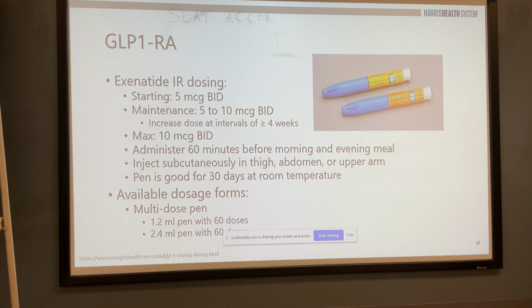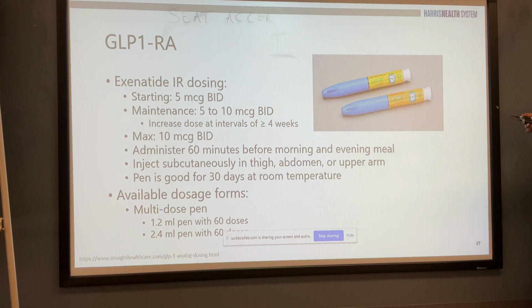So the exenatide immediate release. Remember, this would be our short-acting product. It has to be put in the body 2 times per day, and it has a starting dose of 5 micrograms with a maintenance dose of 5 micrograms to 10 micrograms twice a day. So you can leave them on the 5 if they're meeting goals. If they're not meeting goals, you can titrate up to 10 twice a day. But you have to wait 4 weeks to do so.